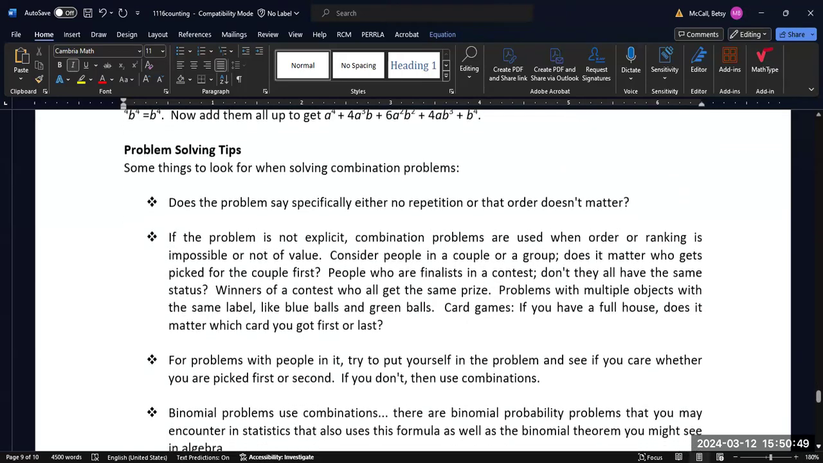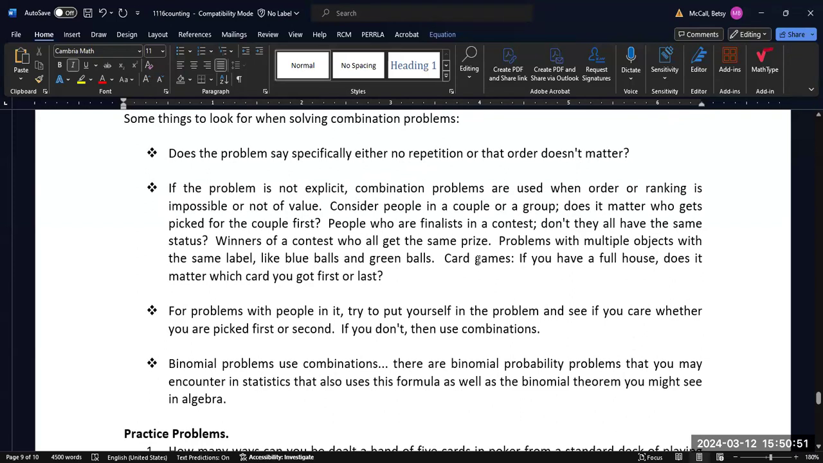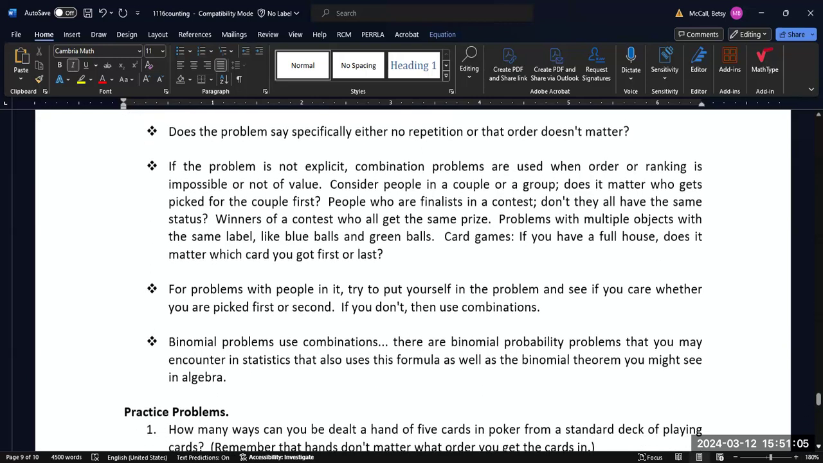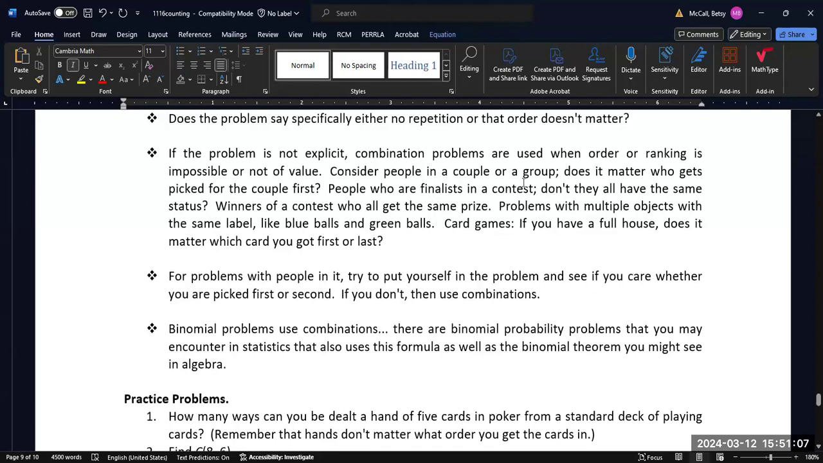So some problem solving tips. Does the problem say specifically whether no repetition is allowed or that order doesn't matter? If the problem is not explicit, combination problems are used when order or ranking is impossible or not of any value. So consider people in a couple or a group. It doesn't matter who gets picked for the couple first. People who are finalists in a contest, if they don't all have the same status, then order matters. If they all get the same prize, order doesn't matter.